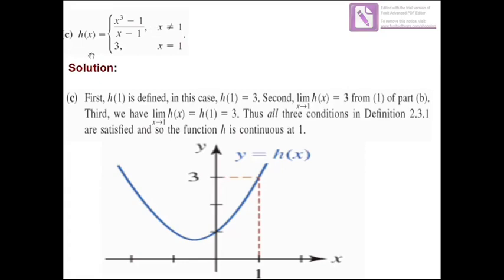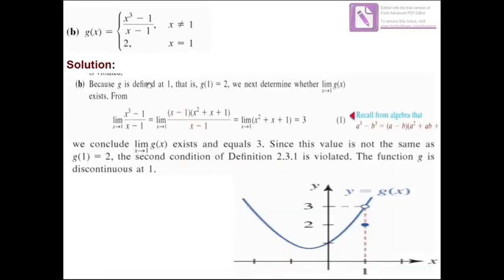Then C, h of x is equal to x cubed minus 1 over x minus 1 when x is not equal to 1, and 3 when x is equal to 1. So h when x is equal to 1, the value of this function is equal to 3. So here we have h(1) is equal to 3. Now we need to know what is the value of the limit. From the previous one, we see that the limit of this function when x approaches 1 is equal to 3.